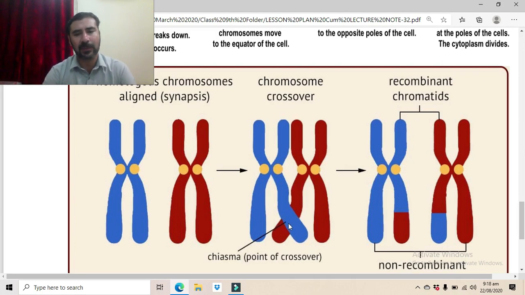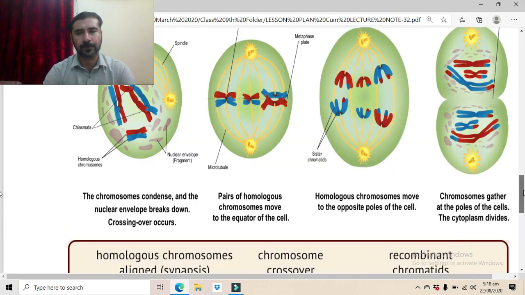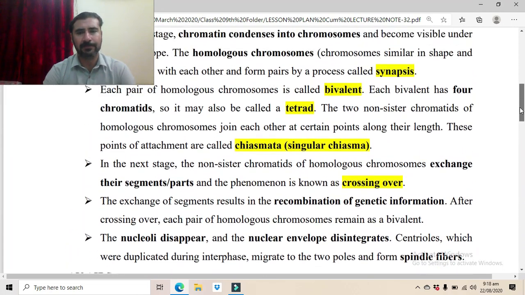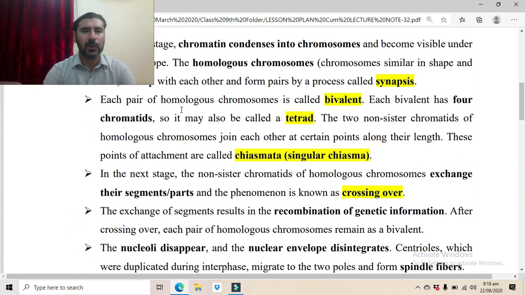This is the point of contact. This point of contact is known as chiasma. Its plural is chiasmata. So each pair of homologous chromosomes is called a bivalent because it consists of 2 chromosomes. Each bivalent has 4 chromatids, so it may also be called a tetrad, because of 4 chromatids.